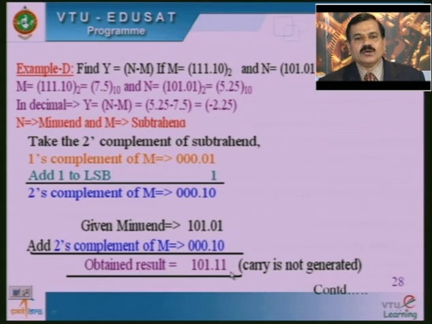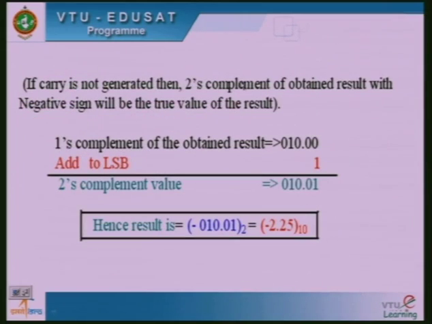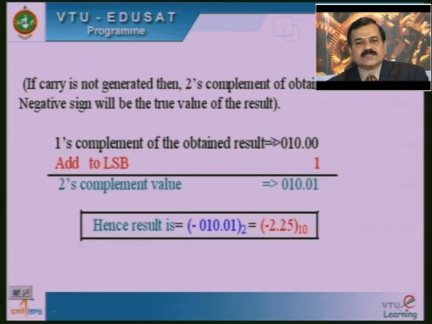This ends up with the result: 1 plus 0 is 1, and 0 plus 1 is 1, 1 plus 0 is 1, and 0 plus 0 is 0, and 1 plus 0 is 1. In the obtained result, the carry is not generated. If the carry is not generated, then the 2's complement of the obtained result with a negative sign will be the true value of the result. Therefore the 1's complement of the obtained result must be taken first, that is 010.00, then 1 must be added to the extreme right to convert it into 2's complement. So the 2's complement of the obtained result is 010.01 with a negative sign.